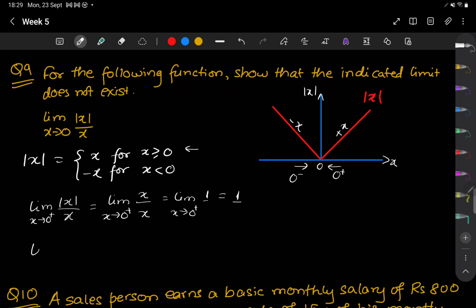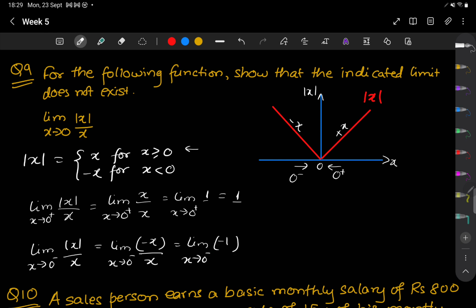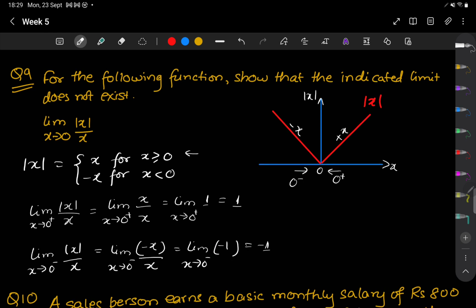Now from the left side, limit x tending to 0 minus of mod x over x. Now mod x as x tends to 0 minus is negative x. So this is limit x tending to 0 minus of negative 1, which is negative 1. Now clearly the left and the right limits are not equal, which implies that the limit does not exist.